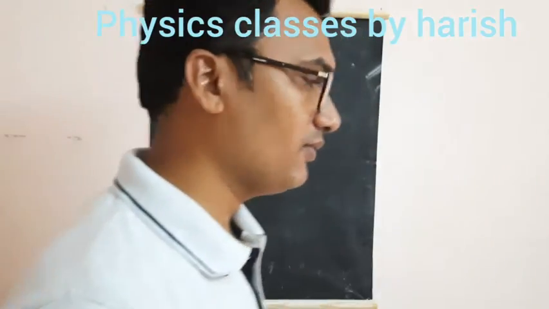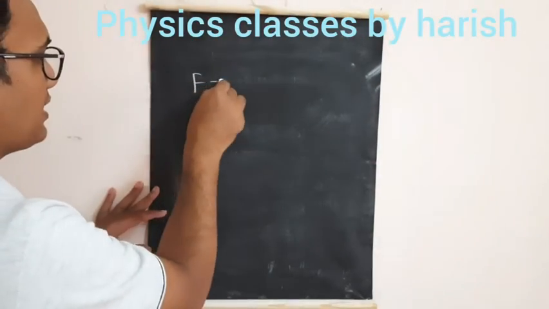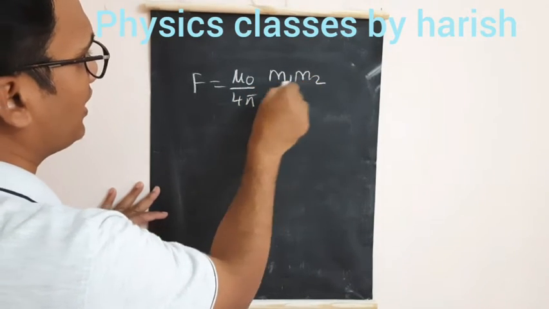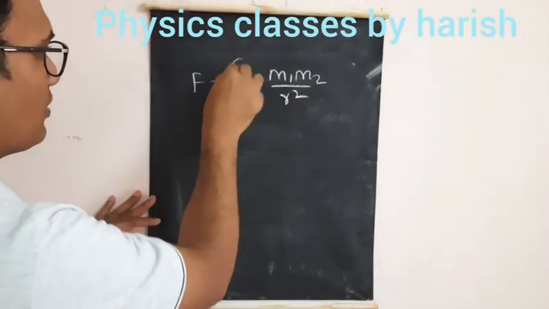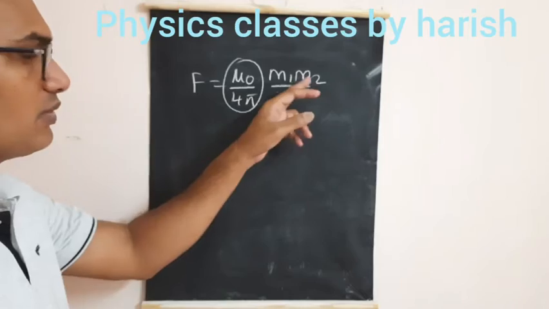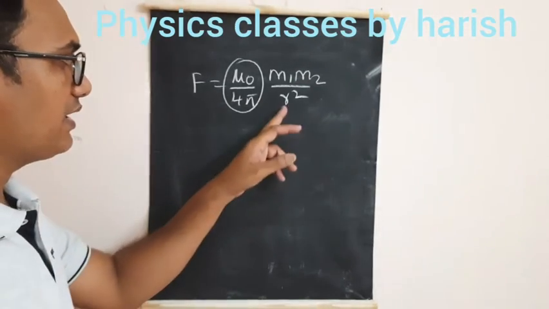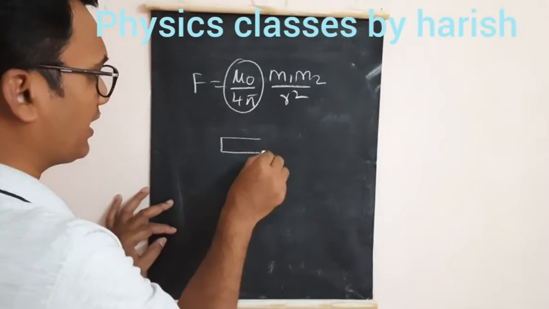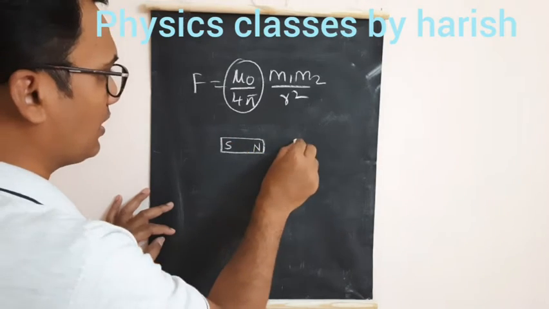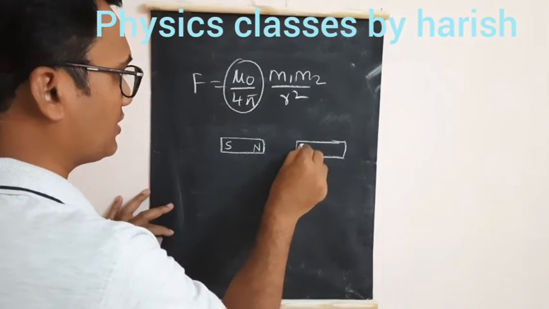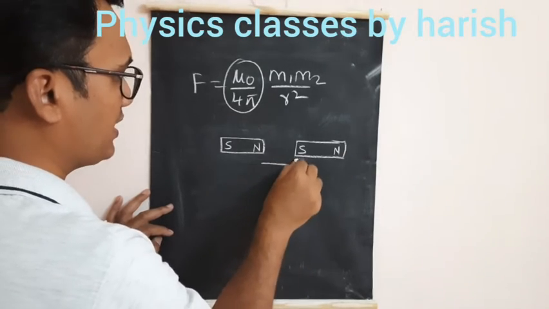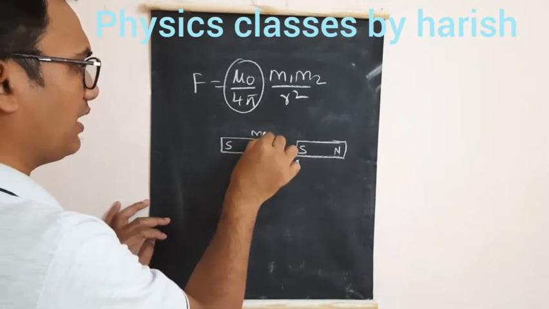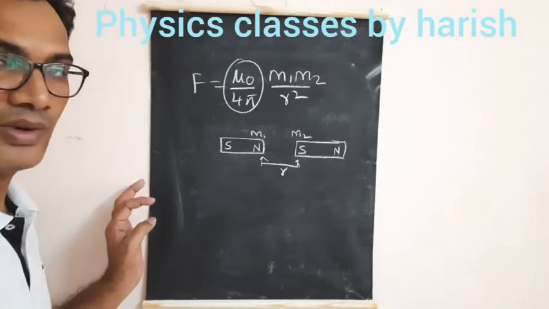Here the magnetic force F can be written as mu naught divided by 4 pi into m1 m2 divided by r square. Here mu naught by 4 pi is a proportionality constant, m1 and m2 are the pole strengths of the given bar magnets, and r is the distance between the poles. Let us take two bar magnets, one with north pole and south pole, and another with south pole and north pole. The distance between them is r.